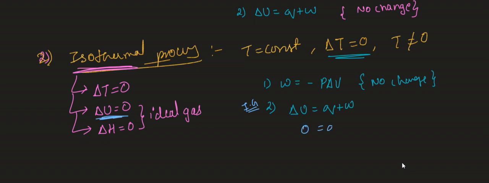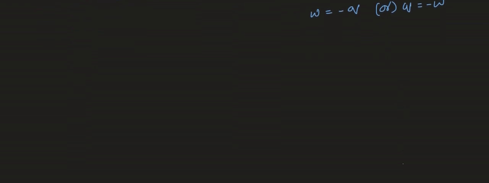So now what you have to do, 0 is equal to Q plus W. So from here you can write W is equal to minus Q, or Q is equal to minus W. Clear till here? Right, so this is nothing but an isothermal process. Let us go with the next one, the third process.